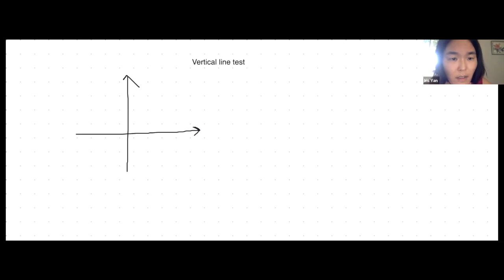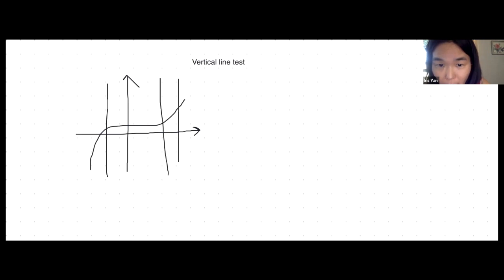So let's say the graph looks like this. I don't know the equation of this function, but if for every vertical line I only cross the graph at one point, then it is a function. Because it means that for every fixed value of x here, I only have one corresponding y value. So when will this not be the case?